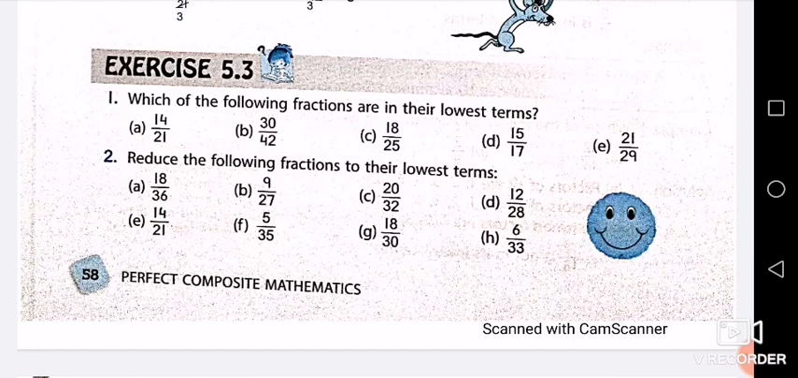Now here question number 1, A part will be given to you. Question number 1, A part, which of the following fractions are in their lowest terms? For finding it, you are supposed to use that method only. Factors of numerator, then factors of denominator you will write. Common factors you will write. If you are getting a common factor other than 1, then you will say therefore 14 by 21 is not in its lowest terms. So let's start question number 1, A.